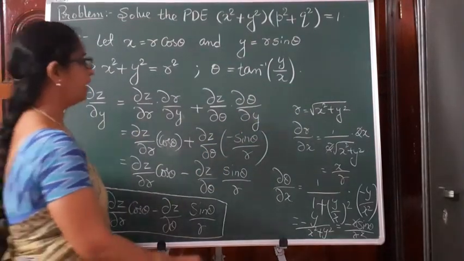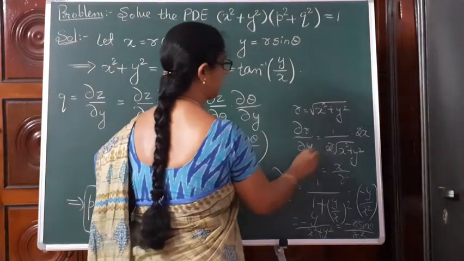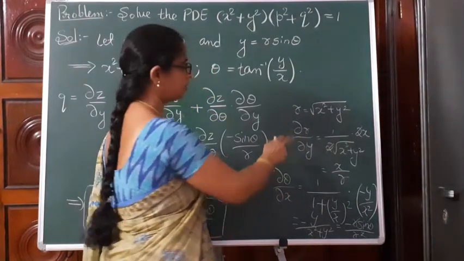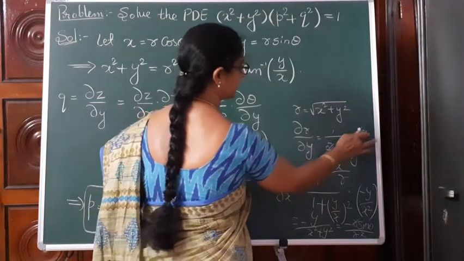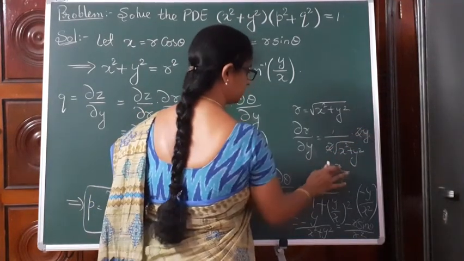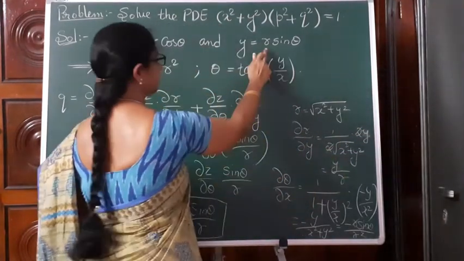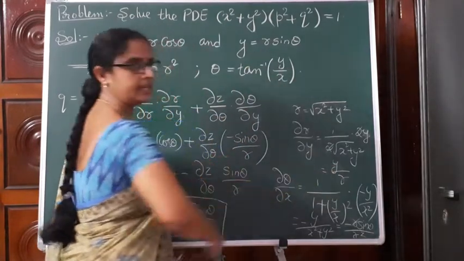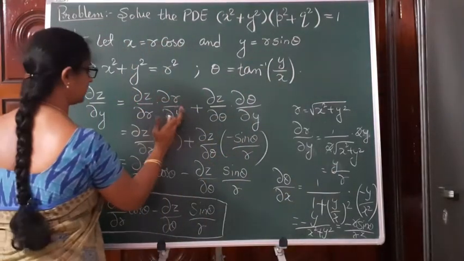What is ∂r/∂y? r is root over x square plus y square. So ∂r/∂y is 1 by 2 root x square plus y square into 2y. So this is y by r. But y is here r sin theta. r sin theta by r is sin theta. So we get sin theta here.